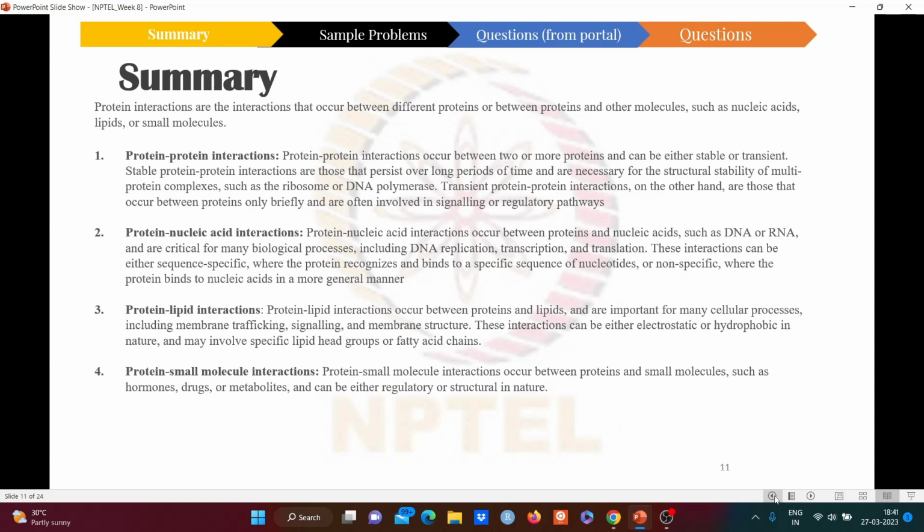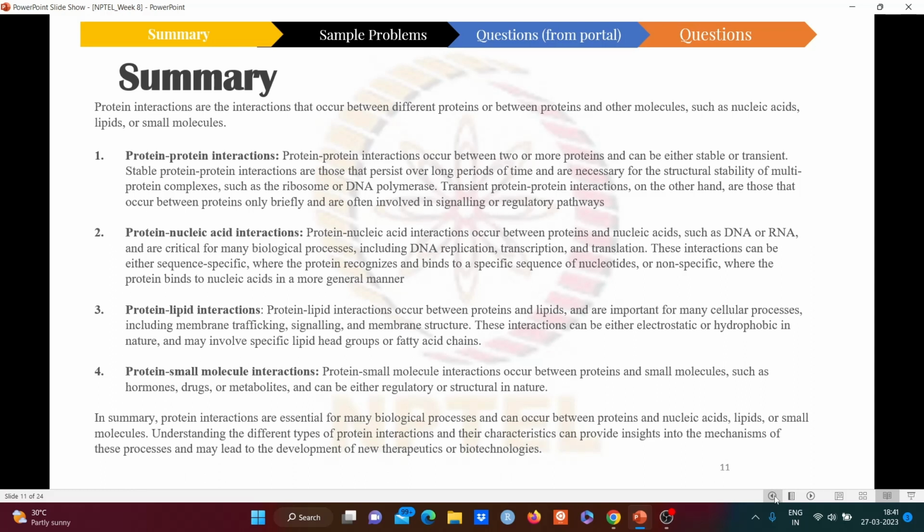Structurally, small protein interactions involve incorporation of small molecules into the protein structure, such as binding of heme to hemoglobin for oxygen transport. So, in summary, these protein interactions are essential for many biological processes and can occur between proteins and nucleic acid, lipids, or small molecules. Understanding the different types of protein interactions and their characteristics can provide insights into the mechanism of these processes and may lead to the development of new therapeutics and other trends in biotechnologies.